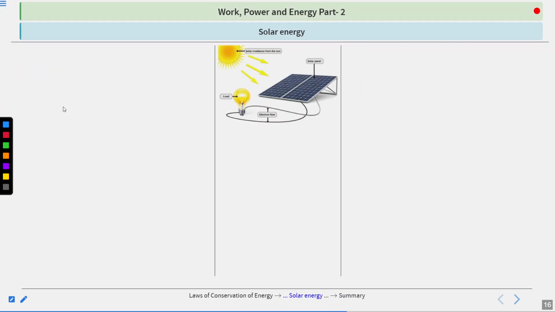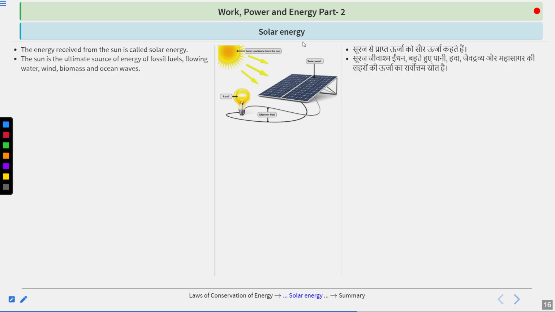Okay. Now after this we have solar energy to be discussed. The energy which is received from the sun is called solar energy. The sun is the ultimate source of energy of fossil fuels, flowing water, wind, biomass, and ocean water. Because as we know, everything requires energy to perform its task, and the solar energy that we are using is coming from the sun.